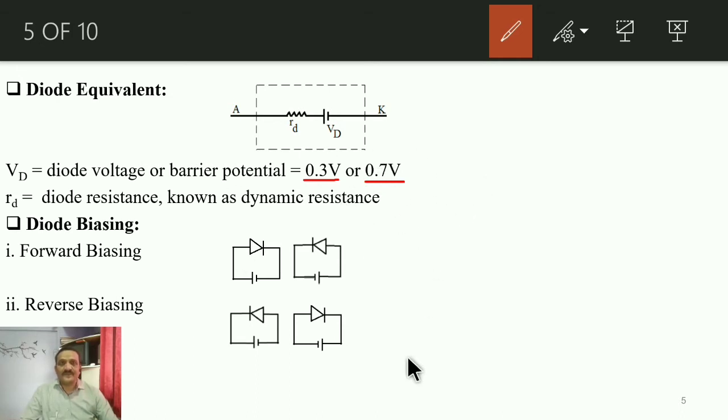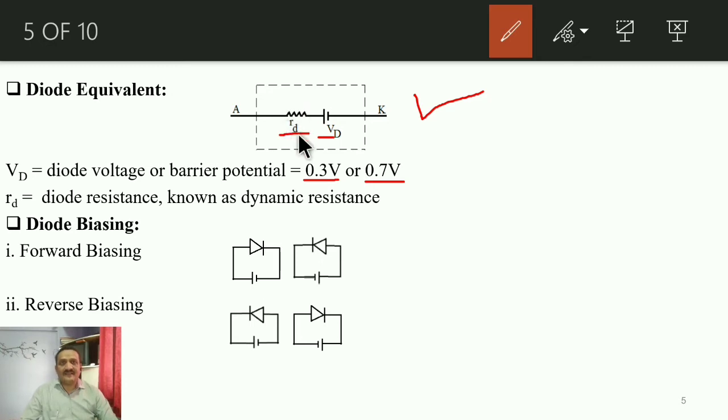Remember these two. Now here I have shown the equivalent of the diode. Whenever the diode gets turned on, it will act like this. So this is known as the piecewise linear model of the diode, or equivalent of the diode. See, a small resistance is shown in series with a voltage source. VD is nothing but diode voltage, and that is either 0.7 or 0.3.